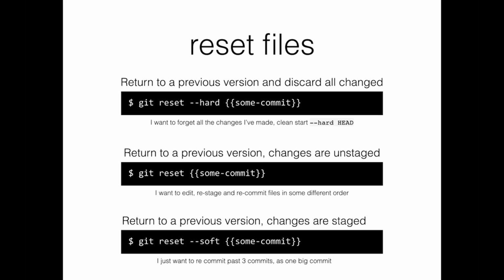The second option is the default git reset. This will set your working tree to a previous version, and all changes are kept but not staged. So now you can add and commit and change them in a different order. The third option is git reset --soft. This will return to a previous version, and all changes will be kept and staged. This is great if you want to recommit the last three commits in one big commit, for example.